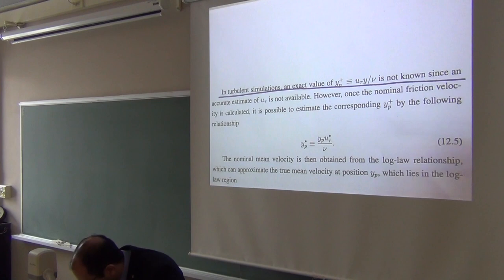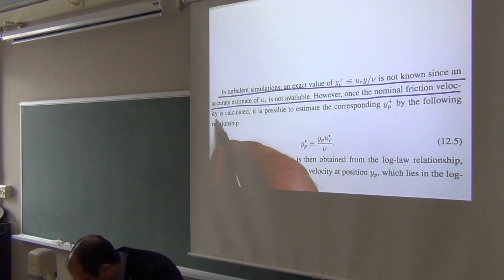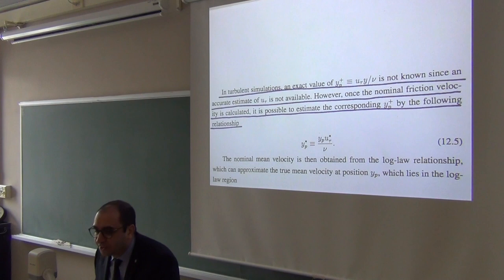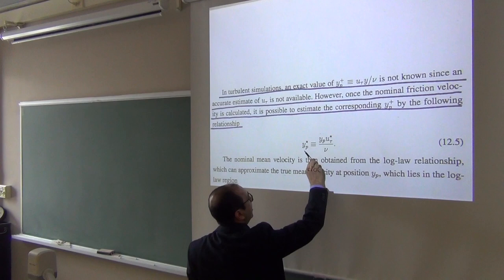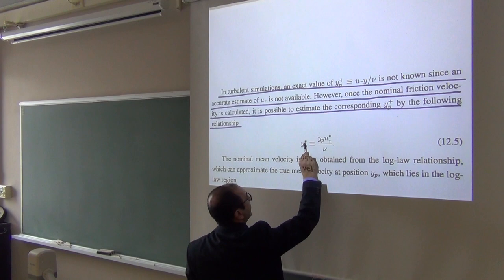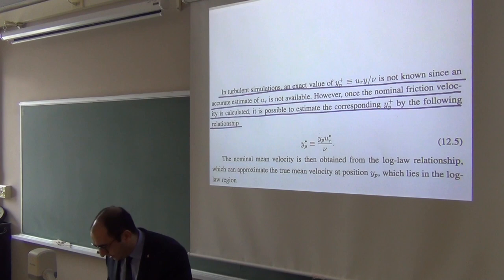But you can also calculate the nominal y plus by using the nominal friction velocity from the last step. So the nominal friction velocity was u star tau. You put that in the definition for y plus, and you get the nominal y plus. I mean, I removed the plus and put a star here. This yp is still the actual height of the center of the computation. Okay, so I'm one step ahead.